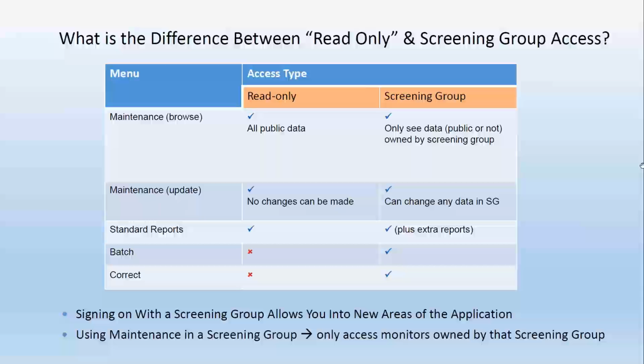Okay, so there is a difference between read-only and screening group access. They're both access. They both allow you to access the AQS database. Under read-only, you can go in and you can browse any data for any screening group that is available in AQS. The thing is, you can't make any changes to that data. So you are limited in this capacity, but you can pull up reports that are available in AQS.